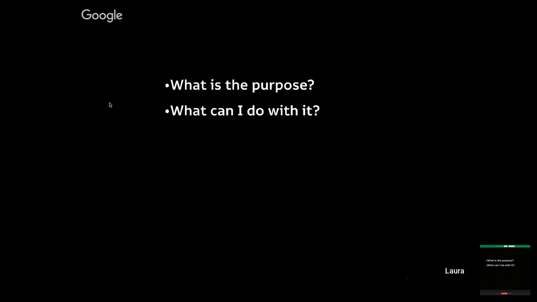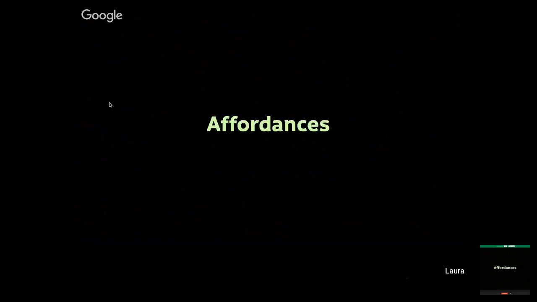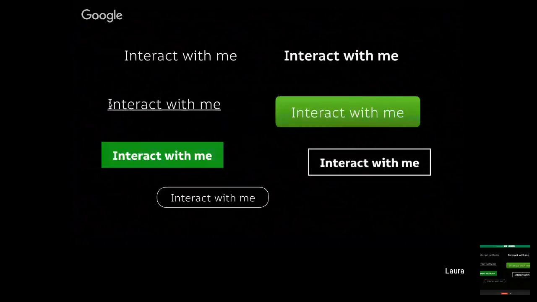We need to have interfaces presented to us where you can understand what is the purpose, how do I use it, what happens when I use it. And one of the ways we do this is through affordances. We use affordances to convey this information, those visual cues that help you understand how something is supposed to be used. And so here are examples of things you'll be able to press on a page. How do we know which of these are items we can interact with? And what do we expect to happen when we actually press them?